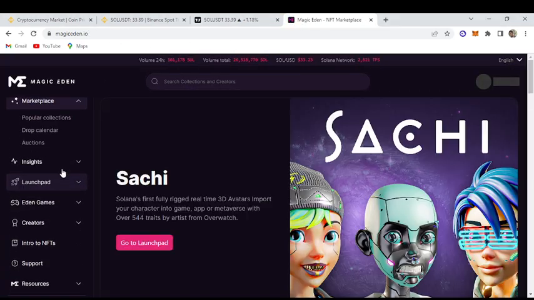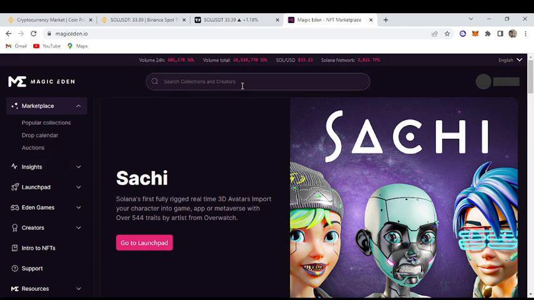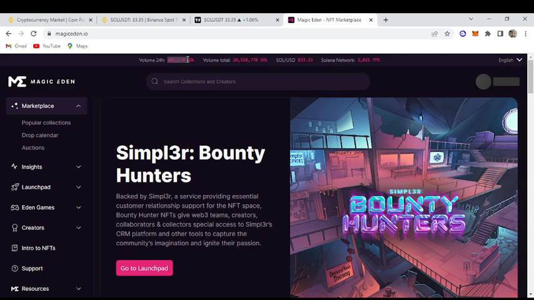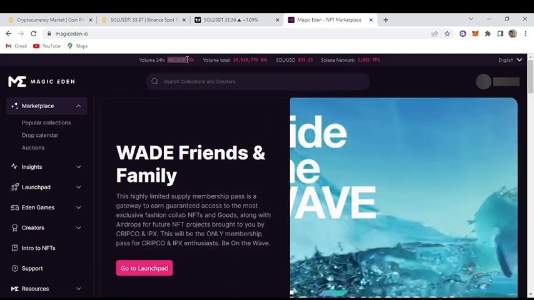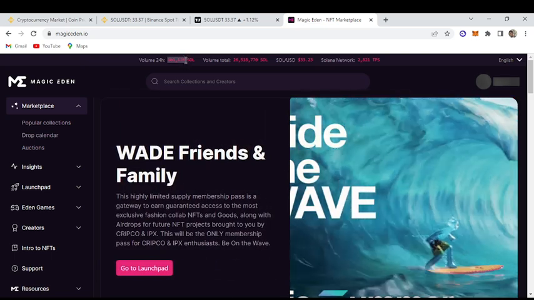So a lot of Solana, you can see the total volume is this much, and in 24 hours this much Solana has been transacted on this website, Magic Eden, which is a Solana NFT marketplace. Very good, like 1 lakh Solana. That's huge, right?